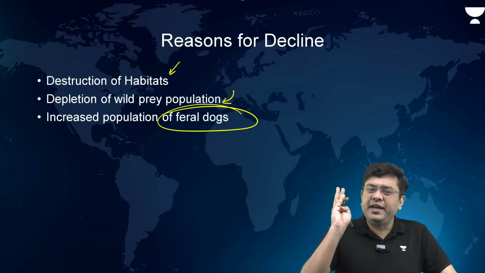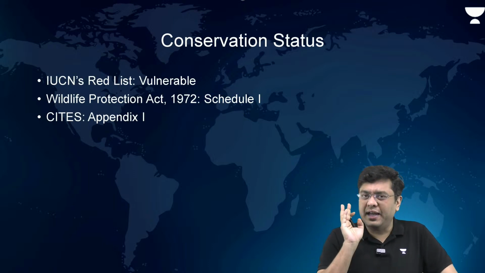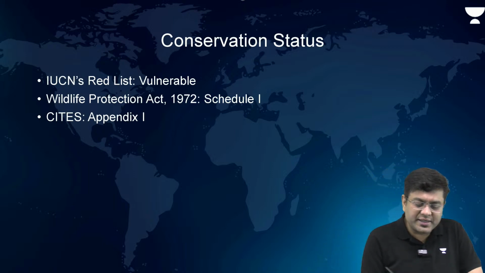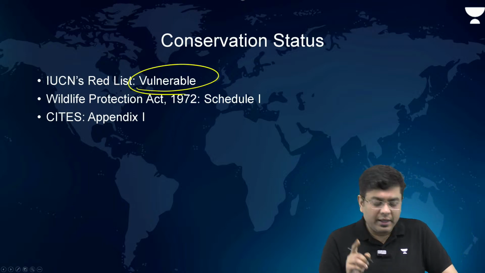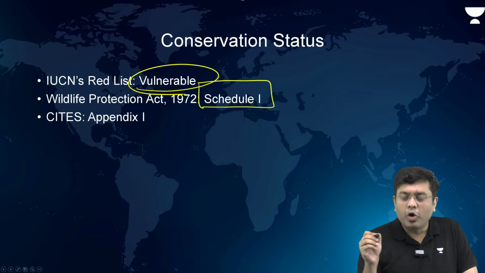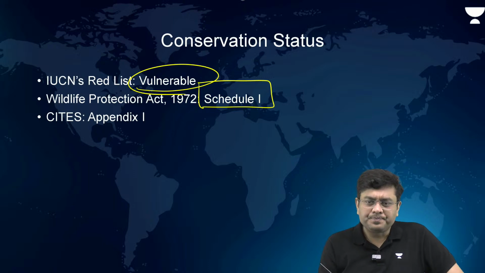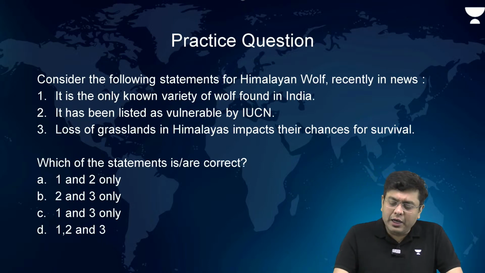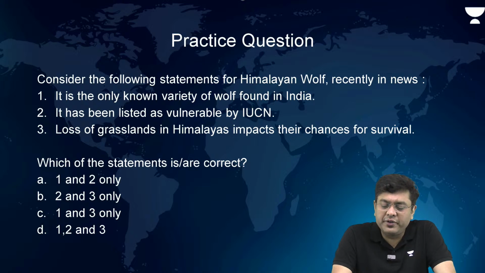Okay, so the region we have seen, the reasons for decline we have seen, and the features we have seen. Conservation status: vulnerable. Recall that. Vulnerable, Schedule 1 of the Wildlife Protection Act. Okay, now take a look at the question. Consider the following statements for Himalayan wolf, recently in news. One, it is the only known variety of wolf found in India. Two, it has been listed as vulnerable by IUCN. Three, loss of grasslands in the Himalayas impacts their chances of survival. Which of the statements is or are correct?